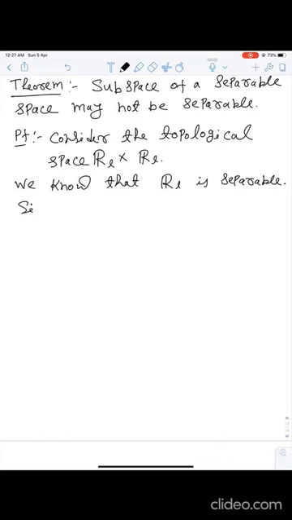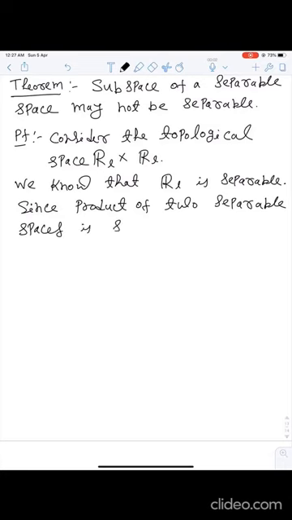Now since the product of two separable spaces is separable, that implies R_L cross R_L is separable. Now, can you construct one subspace of this separable topological space which is not separable?